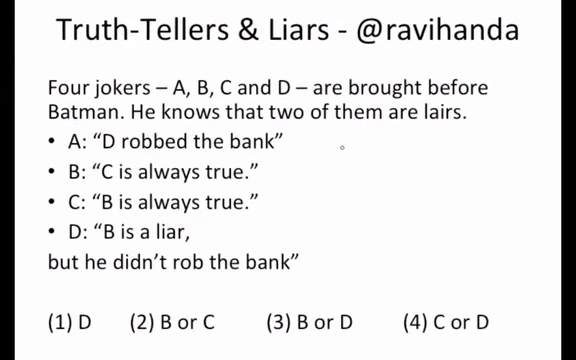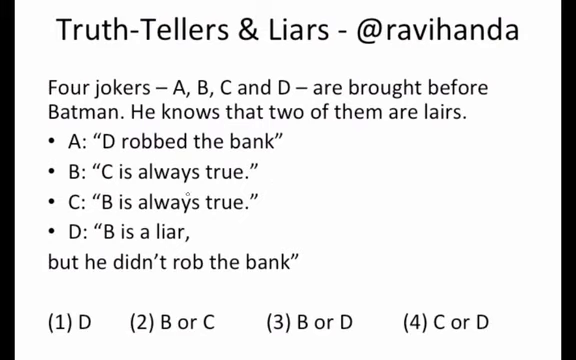Truth tellers and liars. Okay. Four jokers, A, B, C and D, are brought before Batman. He knows that two of them are liars. So now out of the four of them, we know that two are liars and two are speaking the truth. He said that two are liars, so the other two have to speak the truth. That is an assumption that I am making to solve this question. Probably it would be specified in the exam.